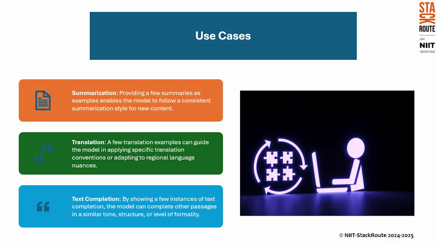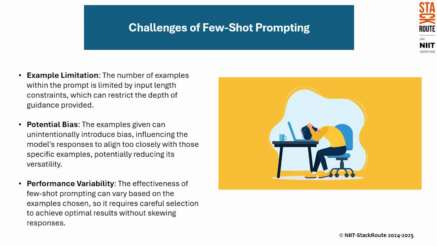Of course, few-shot prompting has its challenges too, starting with example limitation. Since the prompt length is limited, the number of examples we can include is also limited, which can restrict the guidance we provide. Then comes potential bias. The examples we choose might unintentionally influence the model to produce responses that are too similar, reducing its flexibility. And then there is performance variability.